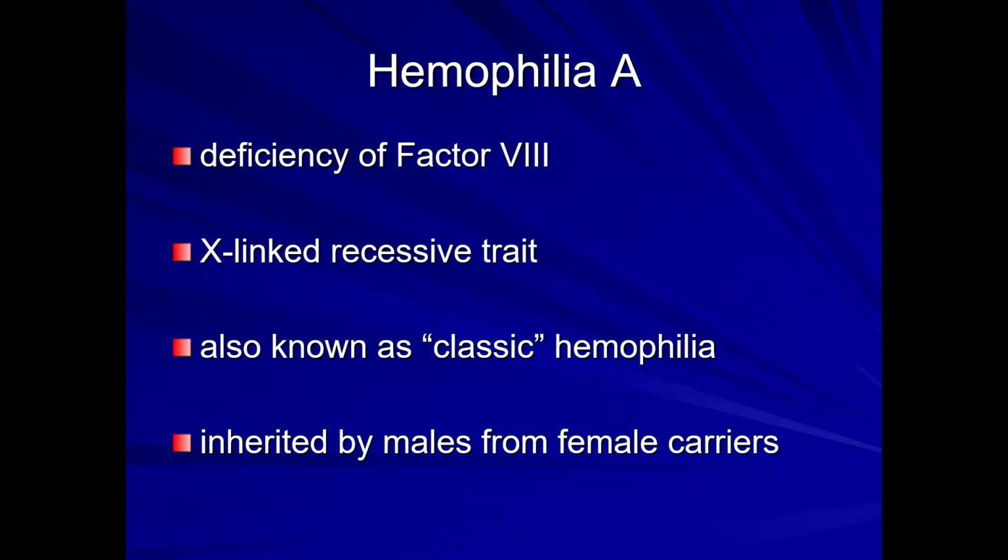Hemophilia A has to do with the deficiency of factor VIII. So this is Roman numeral, this is for 5, 6, 7, 8. It's an X-linked recessive trait, and it's also known as classic hemophilia, inherited by males from female carriers.